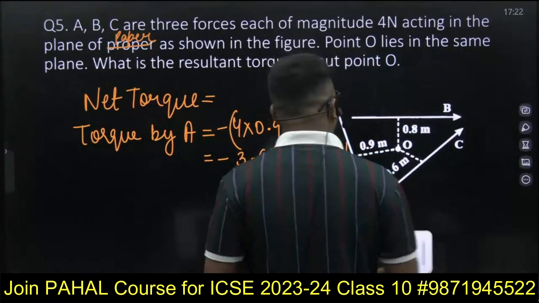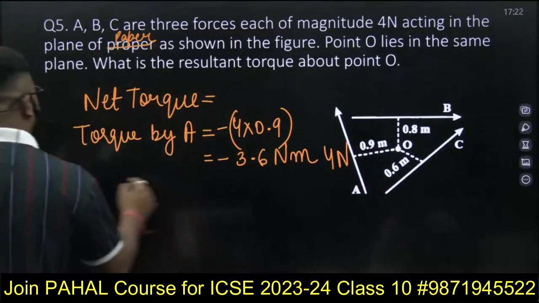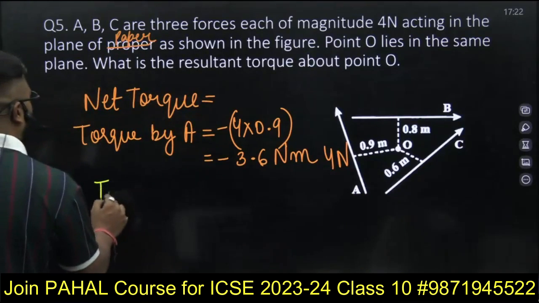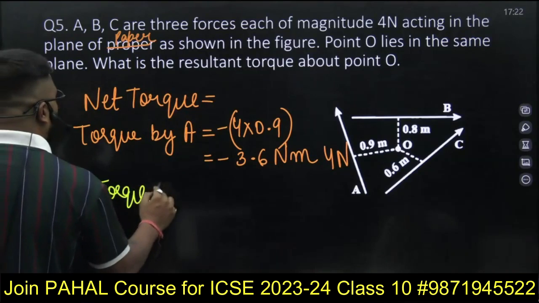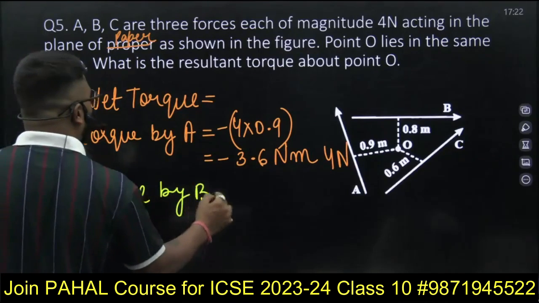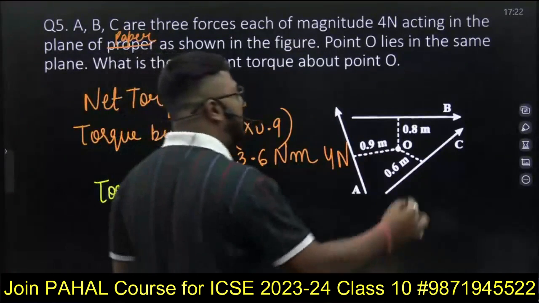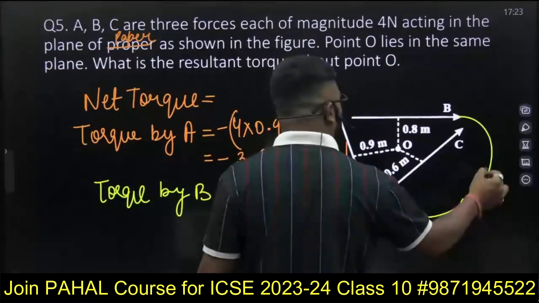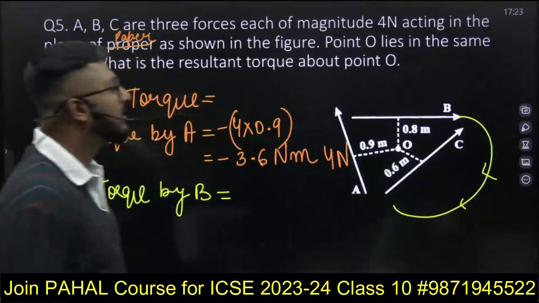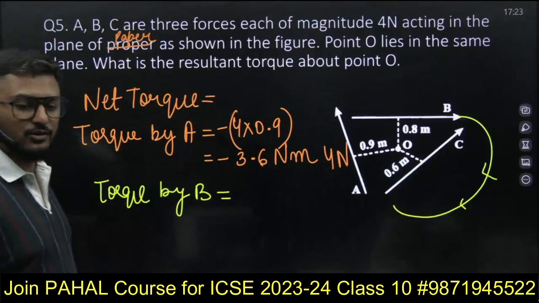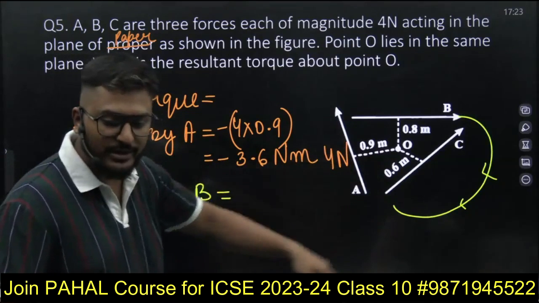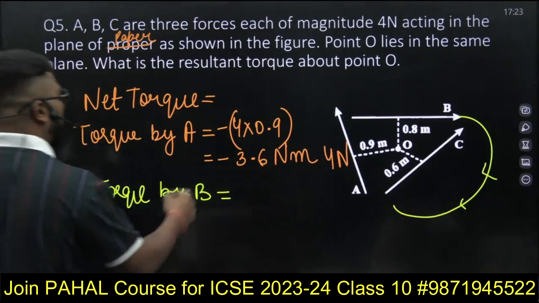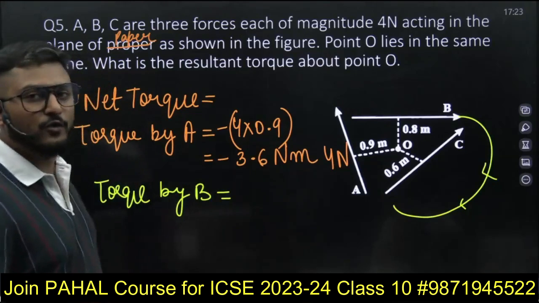Now let's come to the torque produced by force B. So let's change the color. Torque by B. So B is in this direction. So B will rotate the thing in which direction? B will try to rotate it in the clockwise direction. Yes or no? So B जो है इसको किस direction में घुमाएगा? ये भी इसको clockwise direction में घुमाएगा. Yes. So again clockwise direction में जो force होता है वो कैसा होता है?